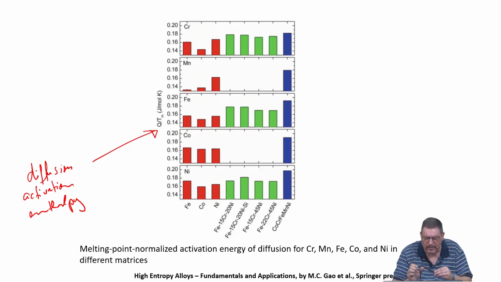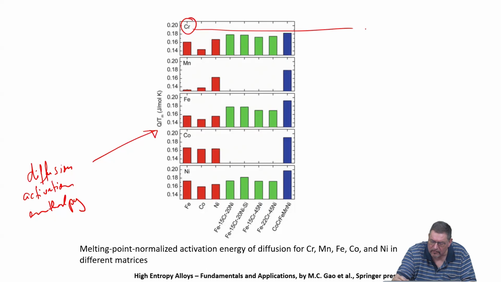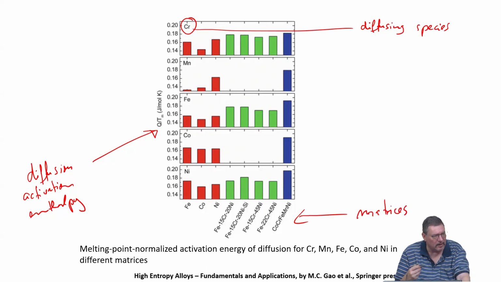So this is again the diffusing element. And these are the matrices. Again, the question the experiments answer is, how large is the diffusion activation enthalpy, let's say, of chromium in pure iron, of chromium in pure nickel, and so on. And you see the activation barriers, and they are normalized by the melting temperature in order to compare these different matrices, pure elements, up to the high entropy system.